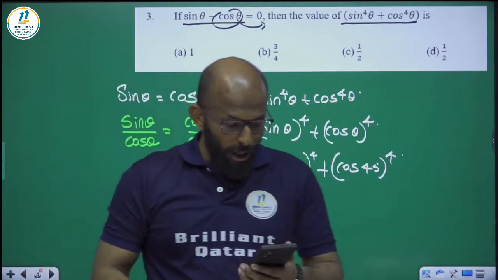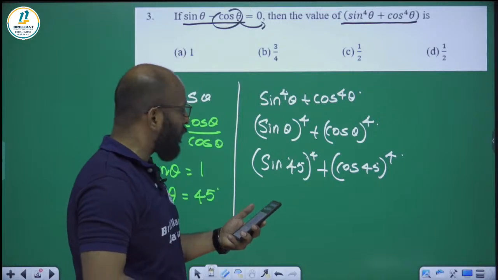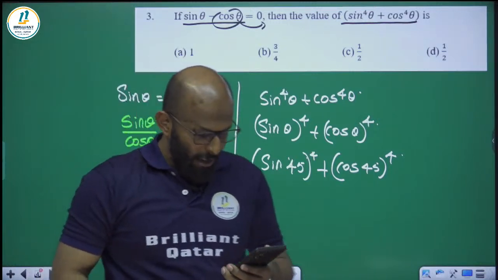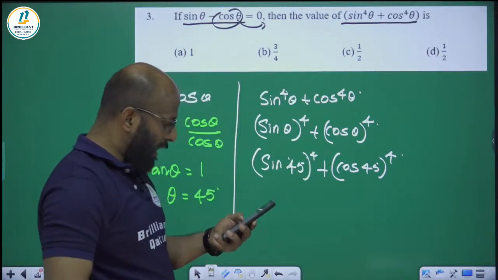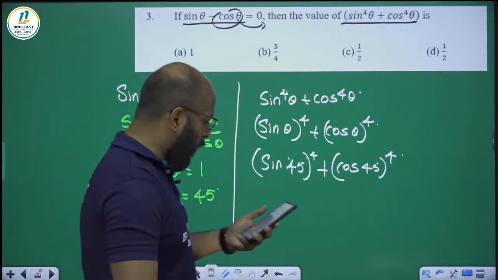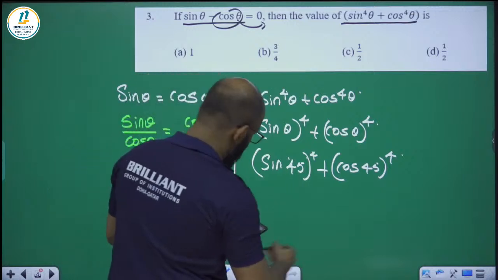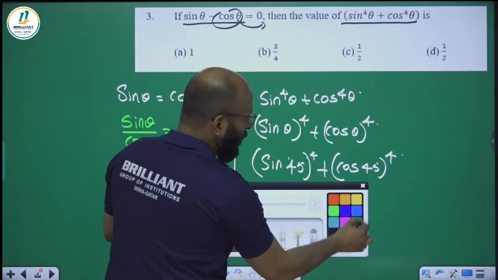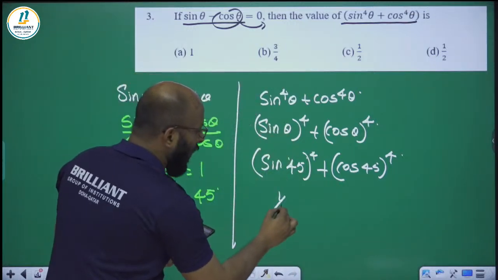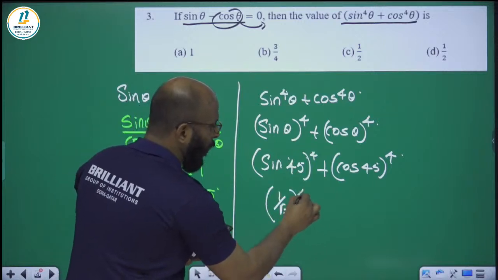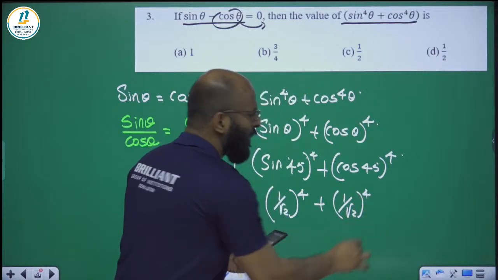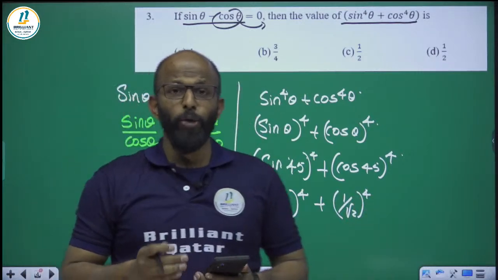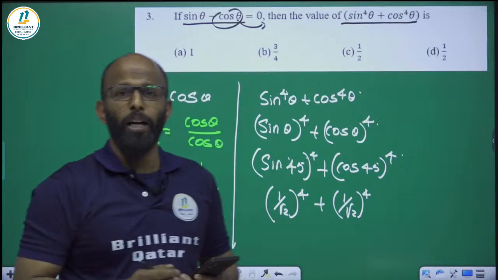Then tell me, what are the sine 45 and cos 45 values? Yes, there are a lot of students commenting the answers. Very good. So sine 45 is 1/√2 whole raised to 4 plus cos 45 is also 1/√2 whole raised to 4. Then tell me, what is 1/√2 whole raised to 4?